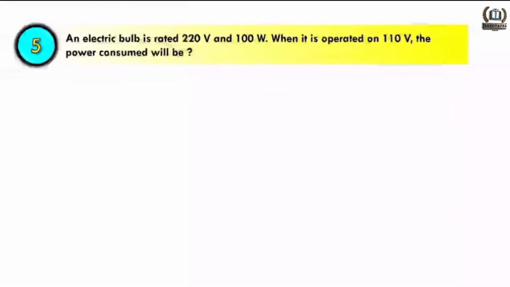Now let's see question number 5. An electric bulb is rated 220 volt and 100 watt. When it is operated on 110 volt, the power consumed will be.